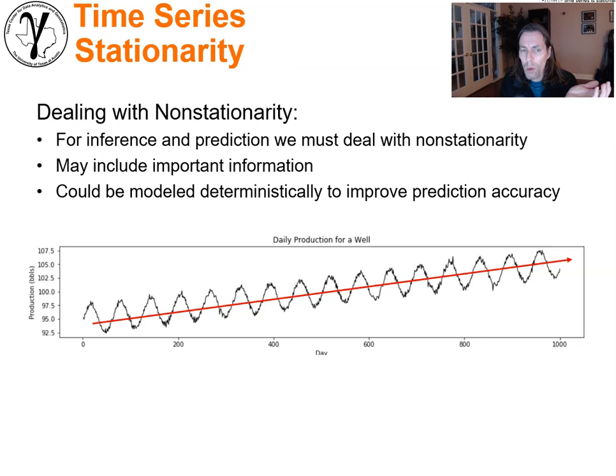Now, how do you deal with non-stationarity? For inference or prediction, we must deal with the non-stationarity. We may see that it's something we can predict over the long range, and it includes important information. We don't want it to be left to some type of statistical model. Maybe we can remove it, model it deterministically, and improve the prediction of our problem. This is commonly done in geostatistics with spatial phenomena. In fact, probably 90-something percent of the models I ever built or reviewed in the subsurface had some type of non-stationary deterministic component mixed into it, and a model statistically based on the residual from that deterministic model.